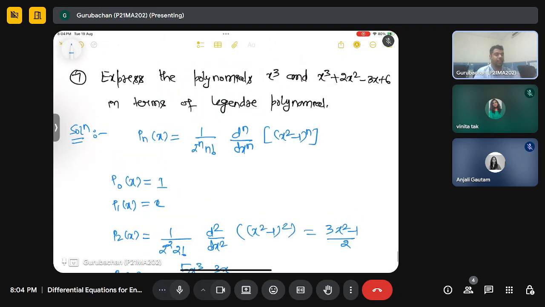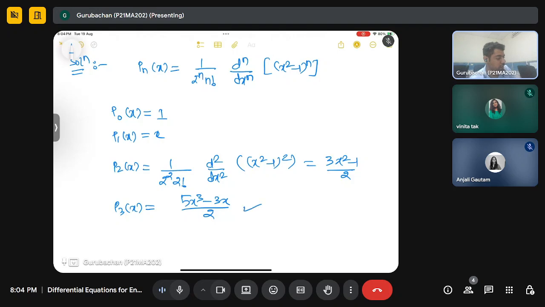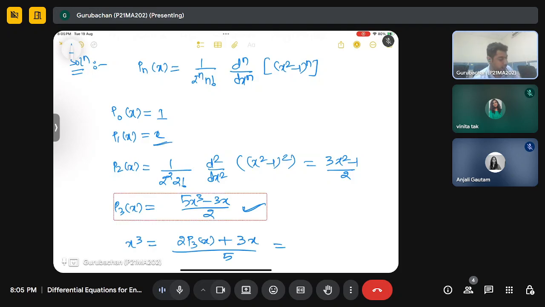So you have to express this x cube in terms of Legendre polynomials. It's obvious that for x cube we only need up to P3(x). We don't need higher powers; if you calculate P4, you will get some x to the power 4. So if you solve it, x cube will be (2 P3(x) plus 3 times x) divided by 5, and you know the value of x is P1(x), so it will be 2 P3(x) divided by 5 plus 3 by 5 P1(x). This is your first expression.